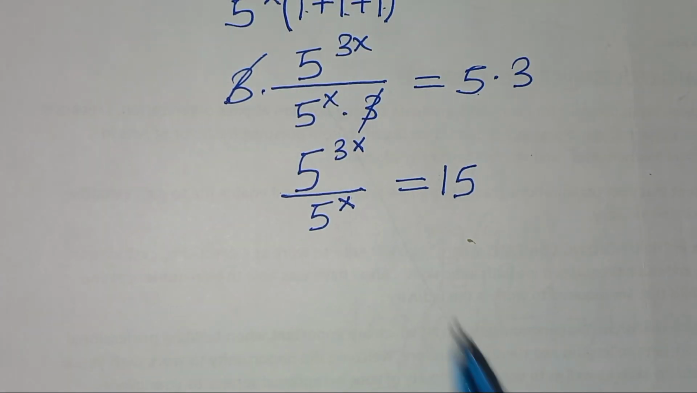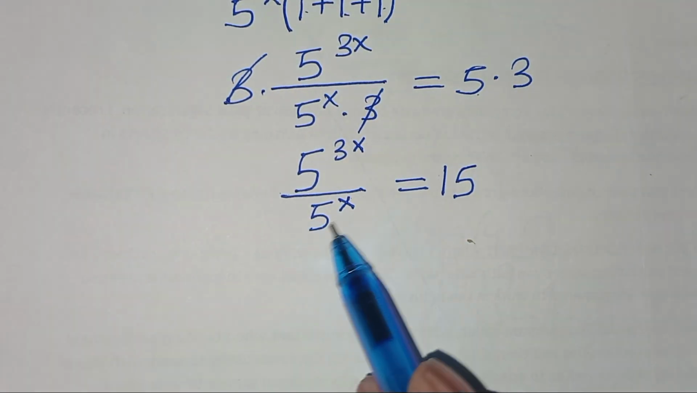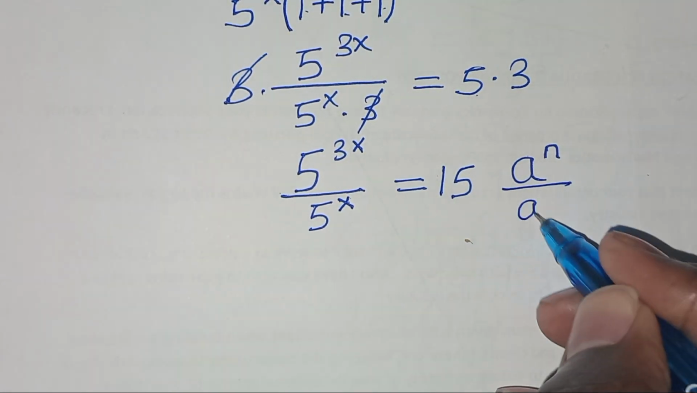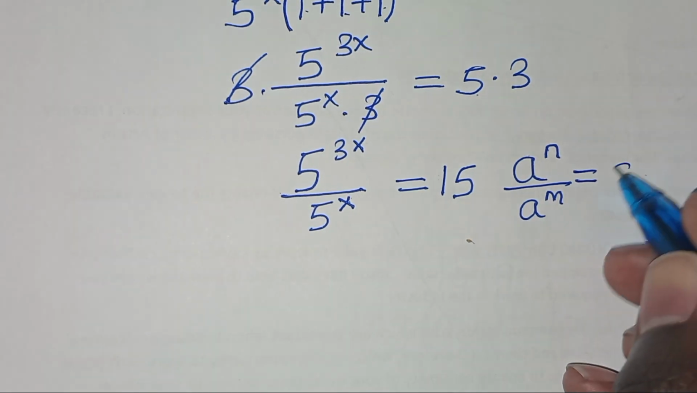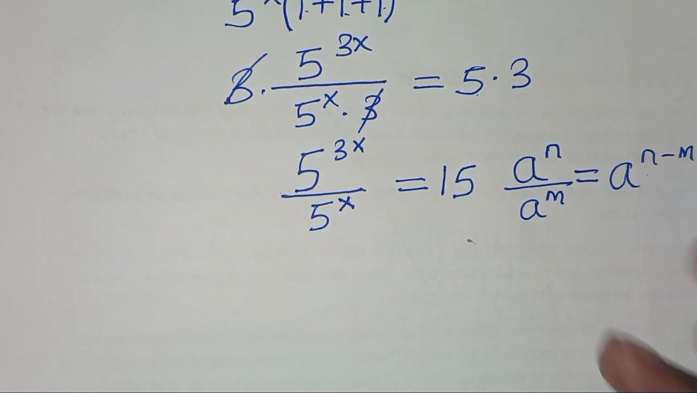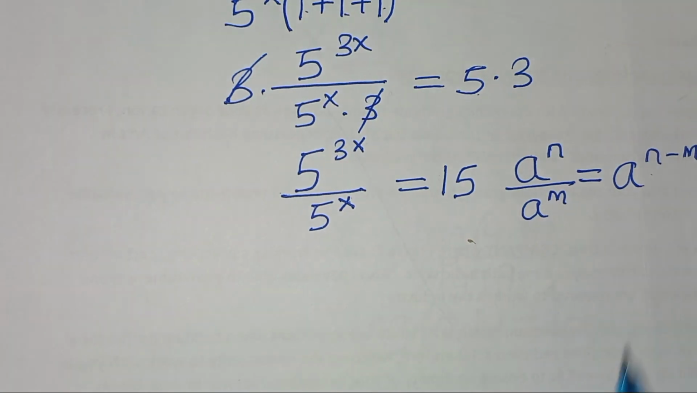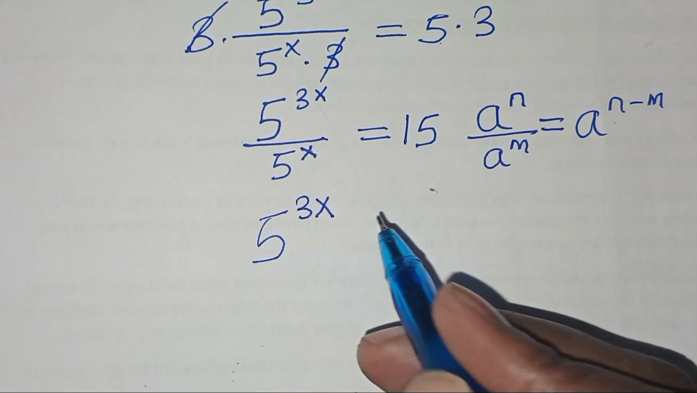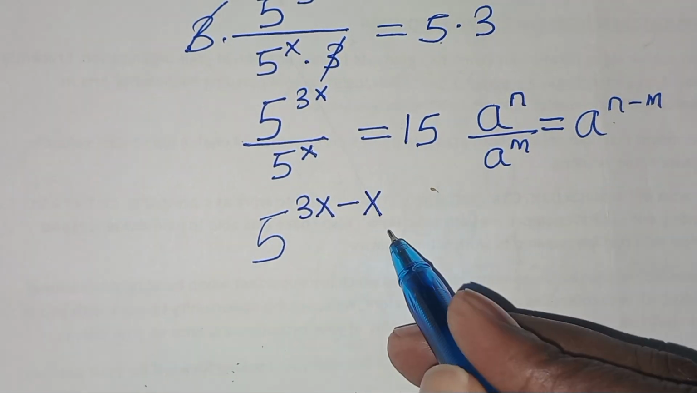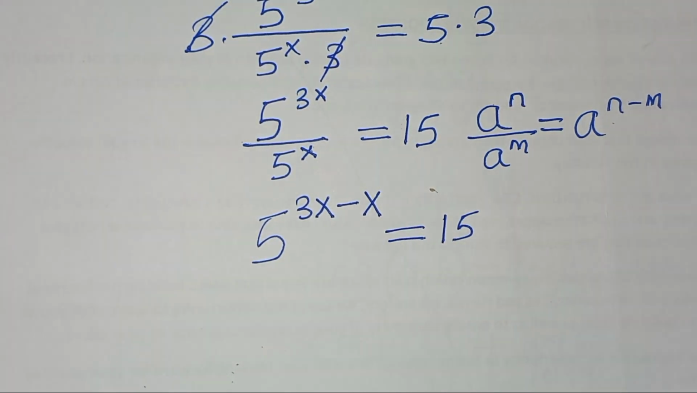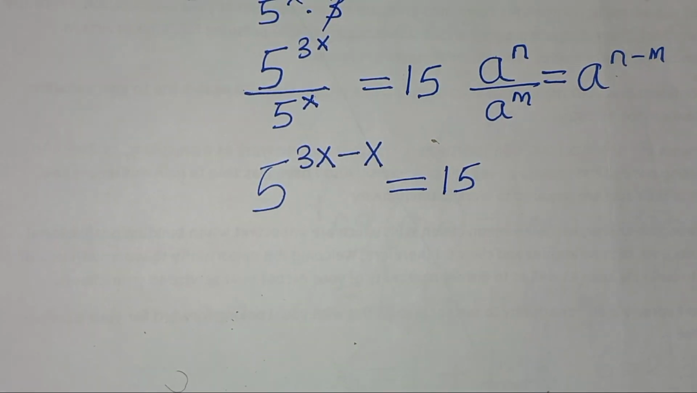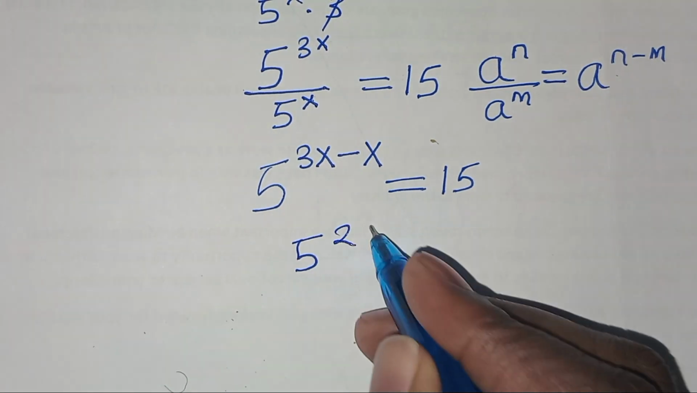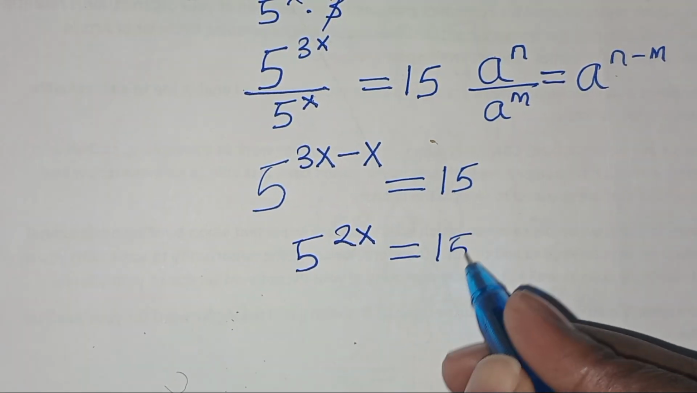The next step, we have 5^(3x) divided by 5^x. This is in the form of a^n divided by a^m, which we can express as a^(n-m). Applying this exponent property, we have 5^(3x-x) equal to 15. So now we have 5 to power 3x minus x, which is 2x. This is equal to 15.